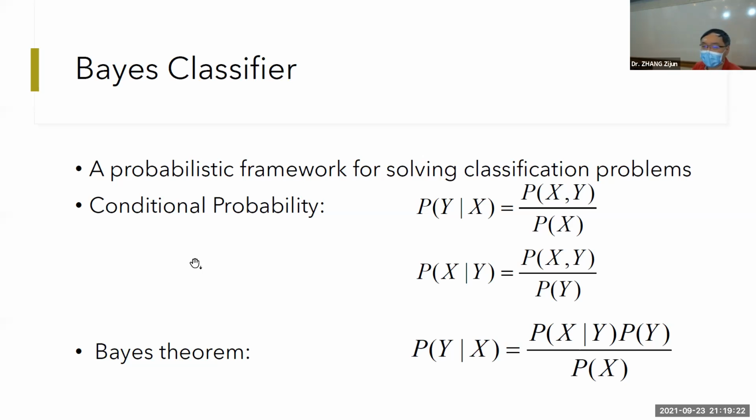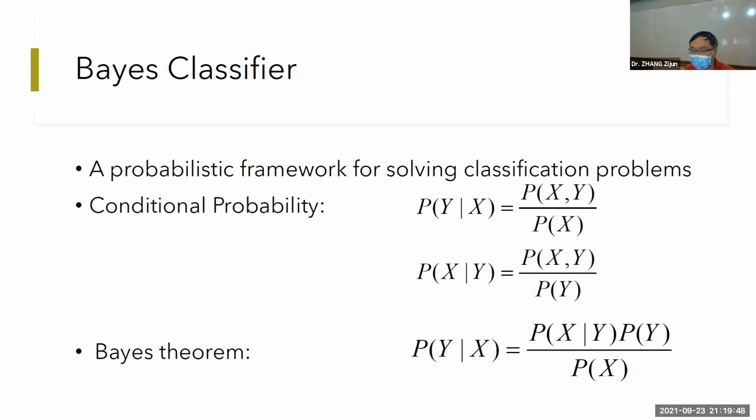Next, we have finished k-nearest neighbors. Then we will go into the Bayes classifier, which is a probabilistic framework for solving classification problems. To understand the Bayes classifier, first we need to know what conditional probability is. Then next, what is the Bayes theorem?